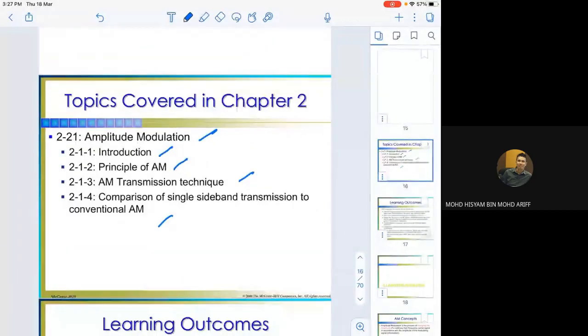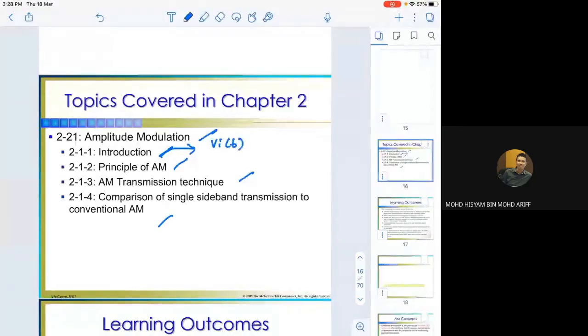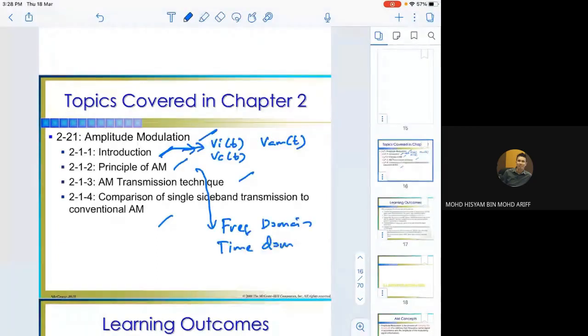Amplitude modulation. Here you have the introduction, something like the V input T, VC T, and then you have VAM T. And then the principle of AM, you have the frequency domain and also the time domain.